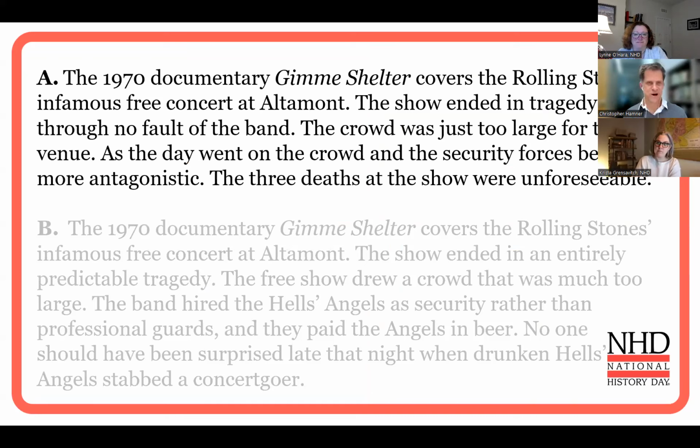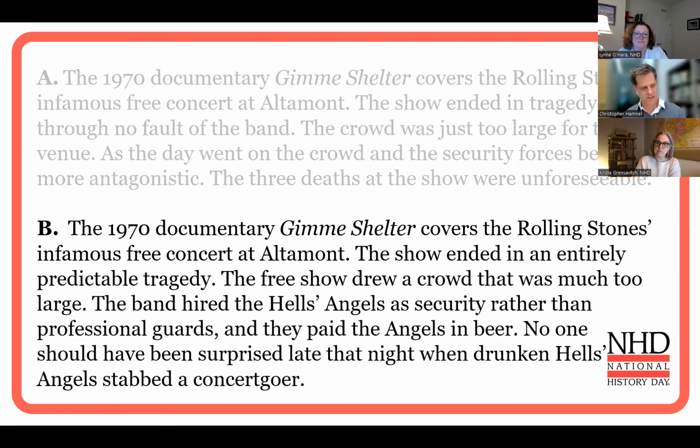All right. Option A. The 1970 documentary Gimme Shelter covers the Rolling Stones' infamous free concert at Altamont. The show ended in tragedy through no fault of the band. The crowd was just too large for the venue. As the day went on, the crowd and the security forces became more antagonistic. The 3 deaths at the show were unforeseeable. All right, that's A. Let's take a look at B.